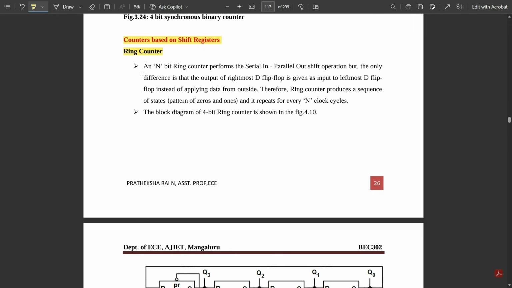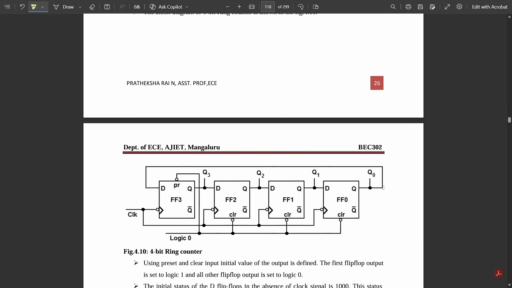In the ring counter, an n-bit ring counter performs the serial-in parallel-out shift operation. This is the basic operation happening in this counter, that is, serial in parallel out. But the only difference is that the output of the rightmost D flip flop is given as the input to the leftmost D flip flop instead of applying data from outside.